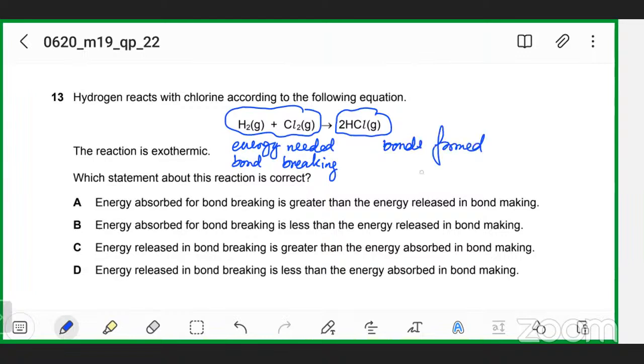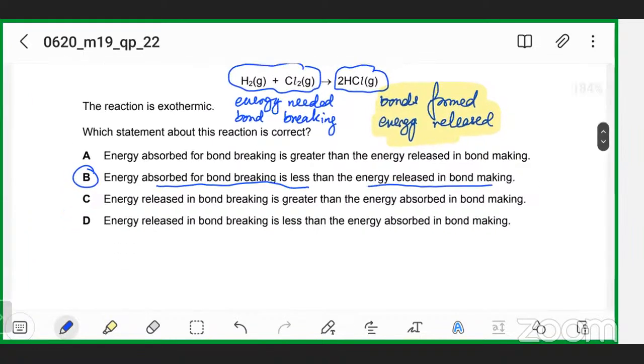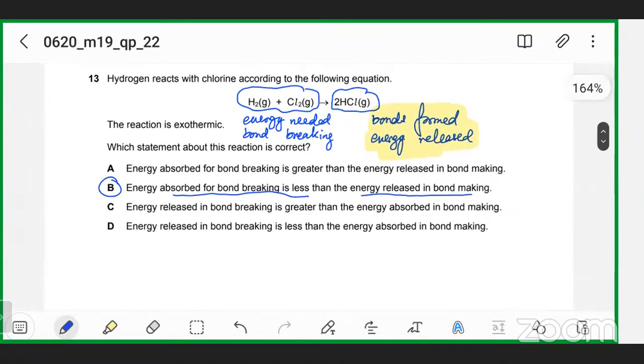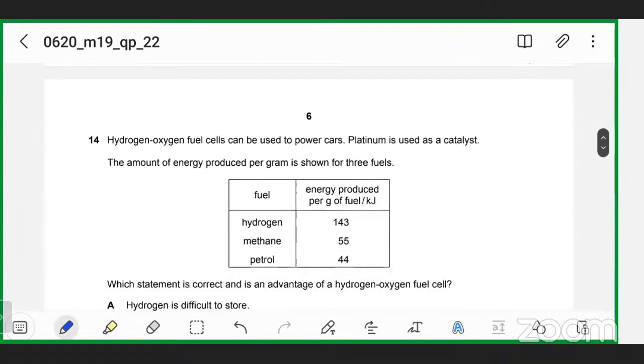ठीक है, so उसके अंदर what's going to happen? So every reaction, you're breaking some bonds, so energy is going to get used up, and you're forming some bonds. लेकिन if it's overall exothermic, that means more energy is released. ठीक है, तो B में वो कह रहा है कि energy absorbed for bond breaking is less, and the energy that is released in bond making, that's more. ठीक है, तो B is correct. Clear है बात? Yes. Yes.